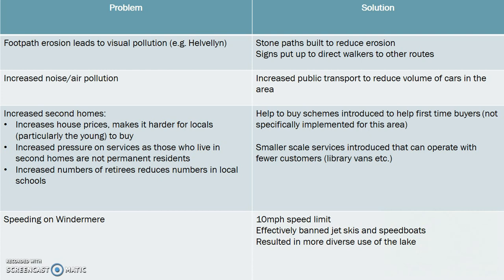They just happen to. And lastly, with Windermere, the big success with dealing with the problems in Windermere was introducing a speed limit. By putting a 10-mile-an-hour speed limit, the National Park Authority basically decided that they valued the more tranquil pursuits over the needs, or the wants, of people to go power boating and jet skiing in the lake.